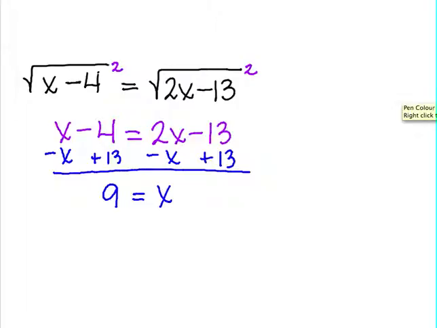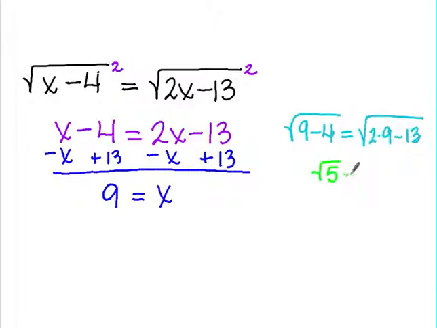So now we have to do what? Plug it in. So we have to see, does root 9 minus 4 equal root 2 times 9 minus 13? So what is root 9 minus 4? Root 5. What do you get there? Root 5. So that is your answer. Questions?